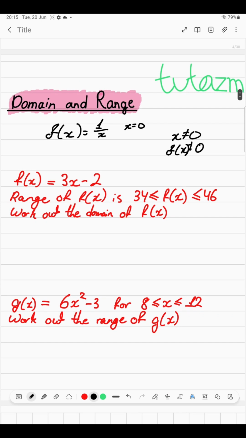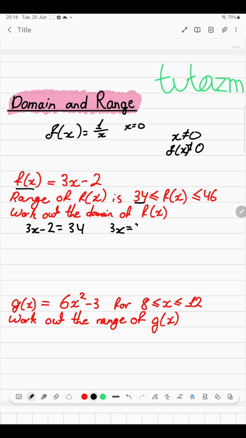Let's have a look at a few questions that could come up tomorrow. So you could be given the function and its range, and you could be asked to work out its domain. So what you'd do for that is you'd plug in the range that you're given into f of x, and then you work out the value of x for each of them. So say 3x minus 2 equals 34. So 3x equals 36. x equals 36 divided by 3 equals 12. And then you do the same for the 46.